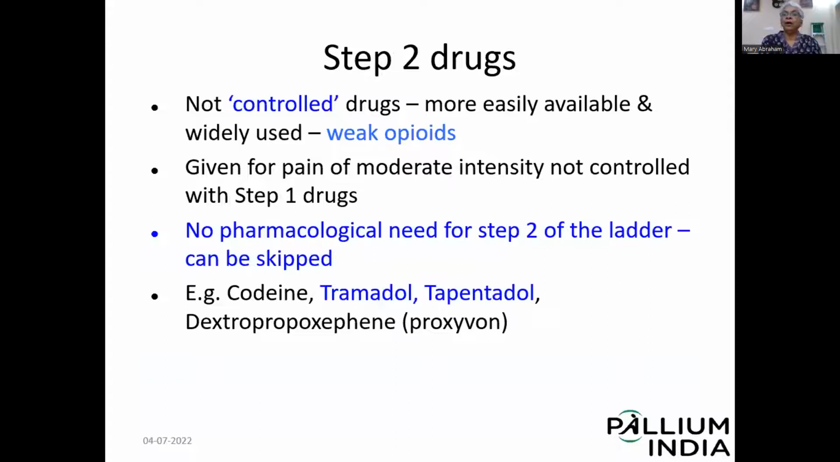Now coming to the step 2 drugs of the analgesic ladder. They are not controlled drugs. That means unlike morphine, it is not controlled. That means you can procure it more easily. A controlled drug comes under the NDPS Act. So this doesn't come under that. So they are called weak opioids. And they are given for pain of moderate intensity, which is not controlled with step 1. And the examples that I will be talking about will be only tramadol and tapentadol, because that is what is available with us now.